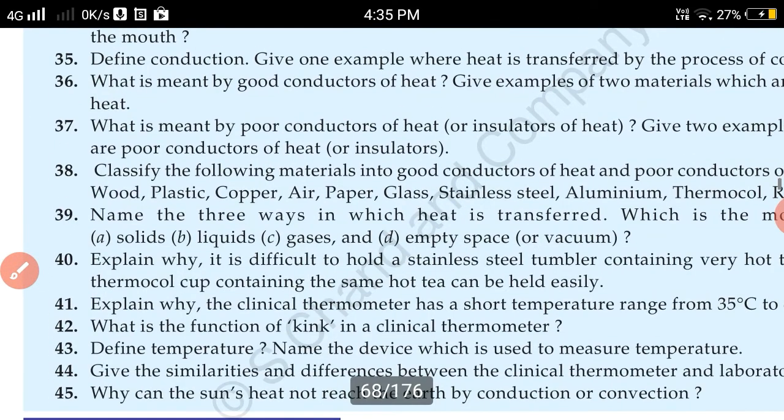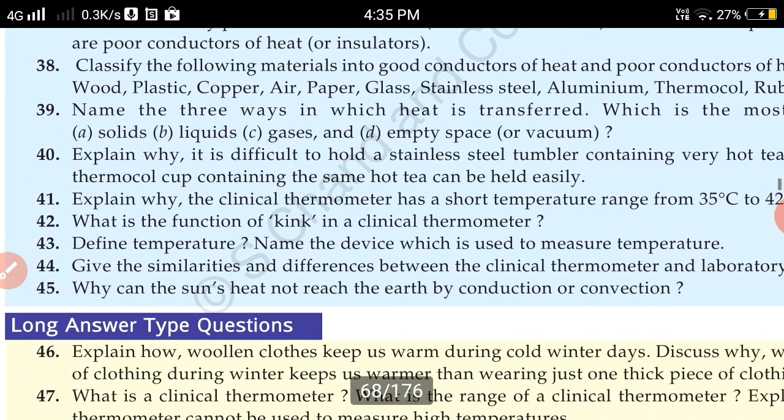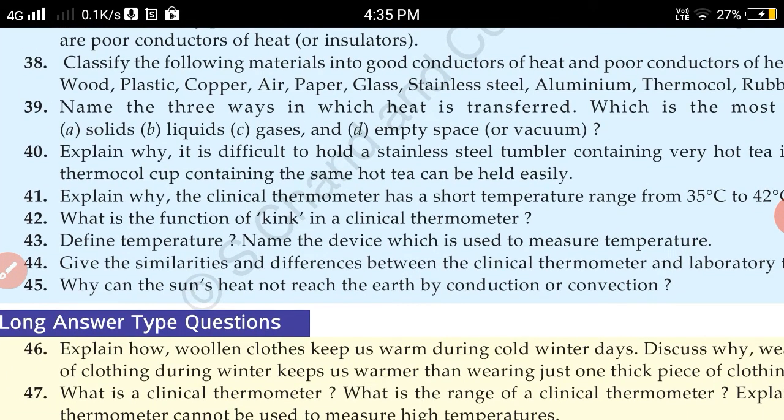Now, students, let's come to question number 42. What is the function of the kink in a clinical thermometer? Students, what is the requirement of the kink in a clinical thermometer? It does not allow the mercury level to fall automatically when we take this thermometer out of the body of the patient, so that we can get the accurate body temperature of the patient.